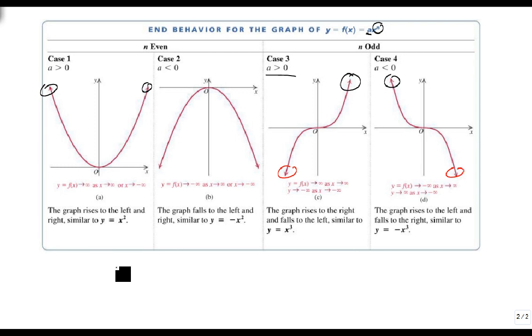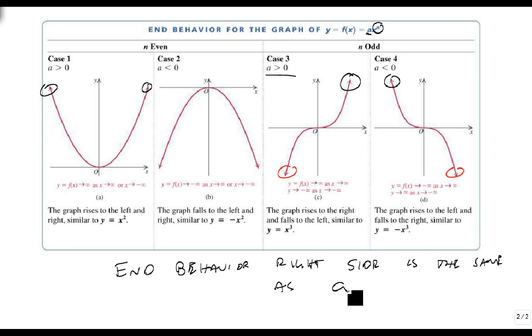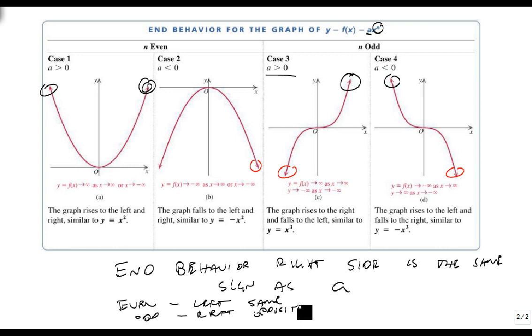So the real rule here is that the end behavior on the right side is the same as a. It's the same sign as a. So if a is positive, then the right side is positive. If a is negative, then the right side is negative. And then, if it's even, the left is the same. And if it's odd, then the left is the opposite. And that's how we can quickly determine our end behavior.